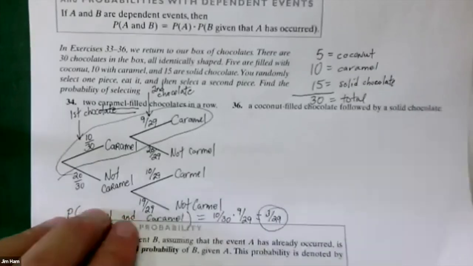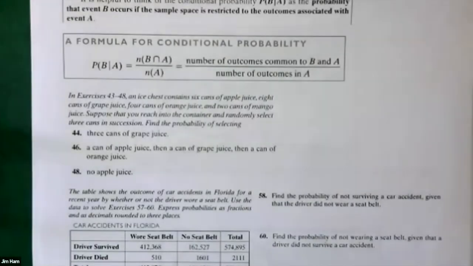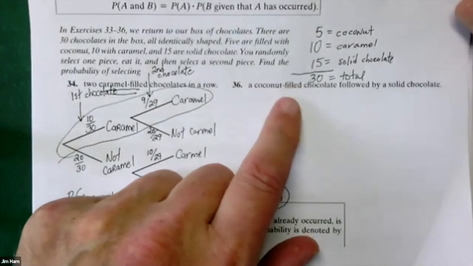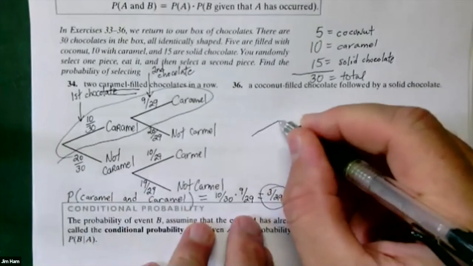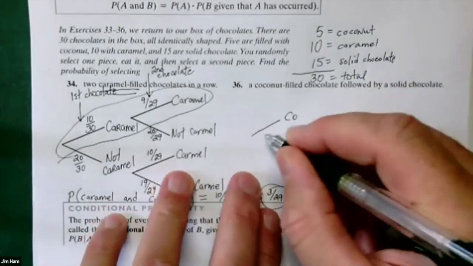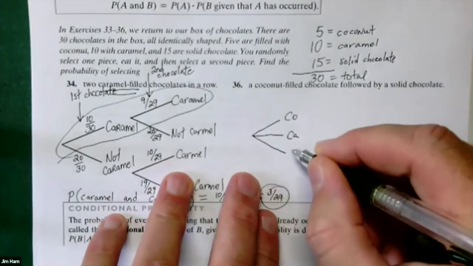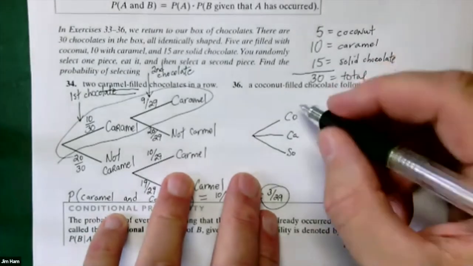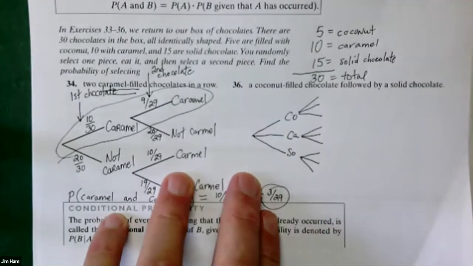All right, we'll come back to this other problem if we have time. But there's just so many different contexts that we can use. You know, this is another one. Now, just to give you a hint about this one here, it's coconut followed by solid. So this one, you might want to do coconut, caramel, solid, something like that. And then for every branching, you're going to have three different options. So this one is a little bit more complicated.